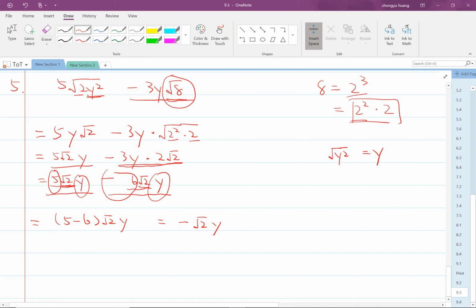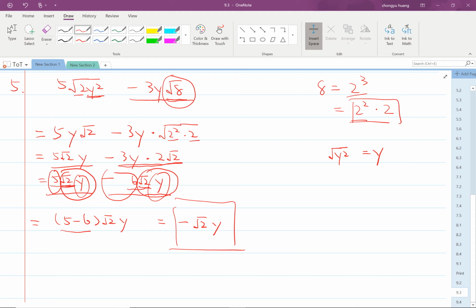Let me repeat again. Both of the terms have square root of 2y in common, so you just copy it down, and then you subtract the coefficients. The coefficient is 5 minus 6, and 5 minus 6 is negative 1. So our final solution will be negative square root of 2y. That's our final solution for question 5.